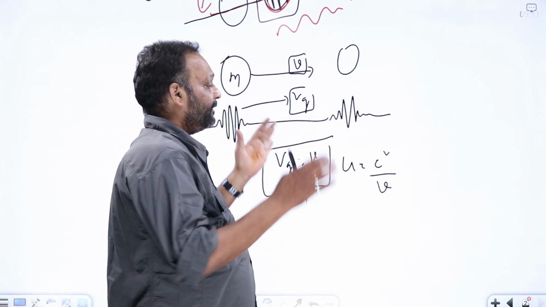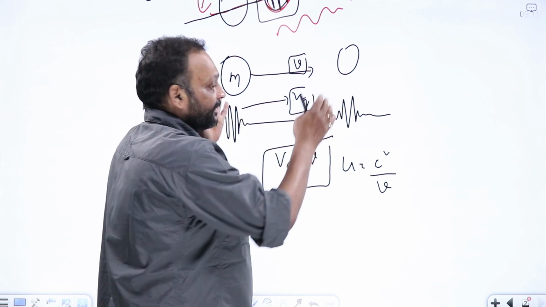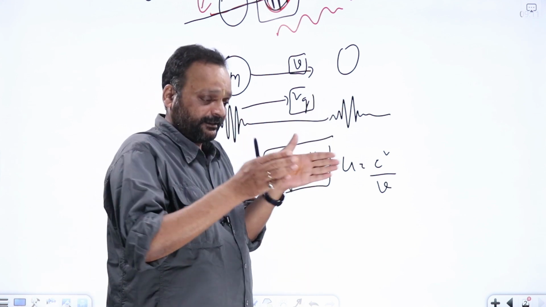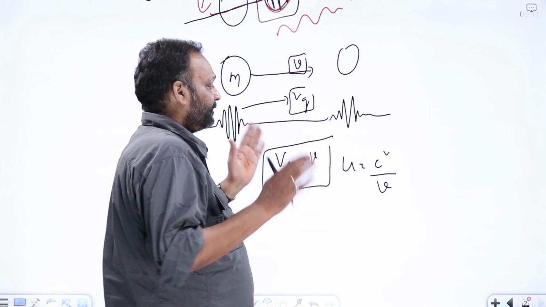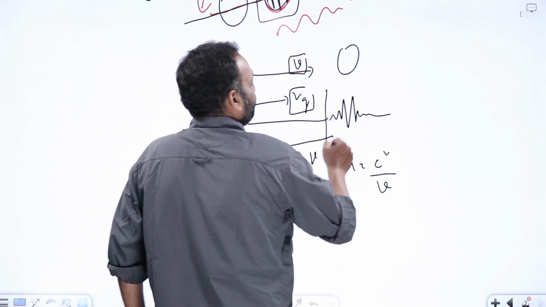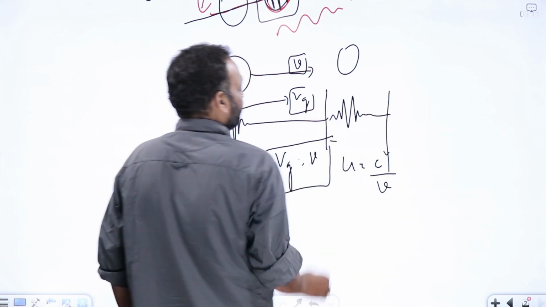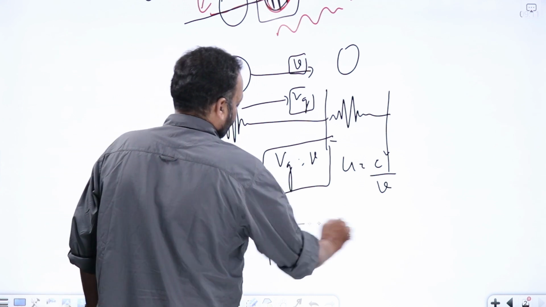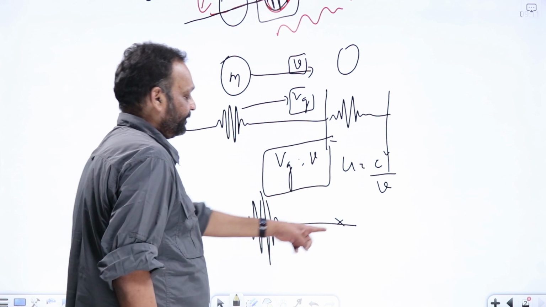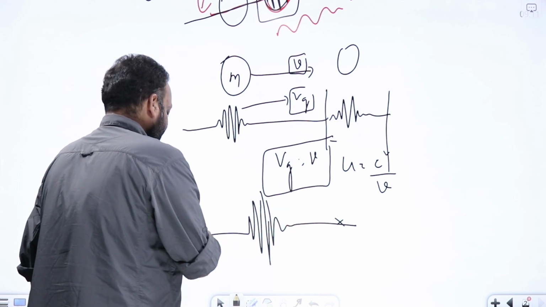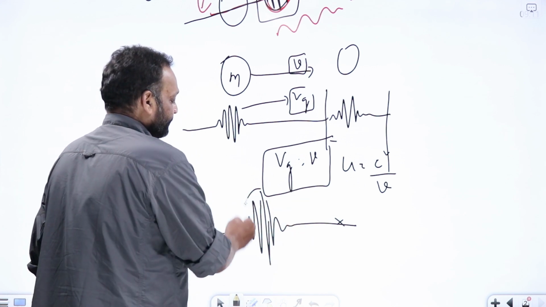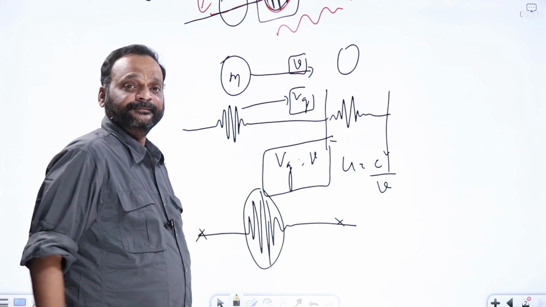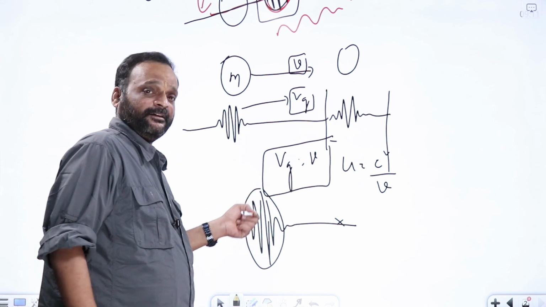Okay, so the particle's position depends on the spread of the wave packet. The particle will be found only between these two regions, because the intensity is zero here. Probability of finding the particle here is zero. Probability of finding the particle is maximum here. That is the significance of matter waves.